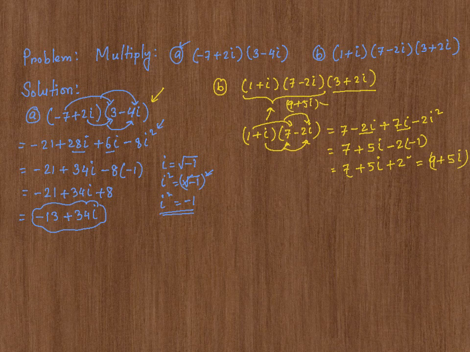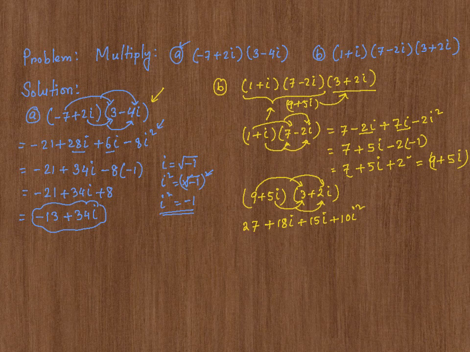Now I have to take this and multiply it with this. So it's 9 plus 5i times 3 plus 2i. So it's going to be 9 times 3 is 27. 9 times 2i is 18i. Then 5i times 3 is 15i. Then 5i times 2i is 10i squared.